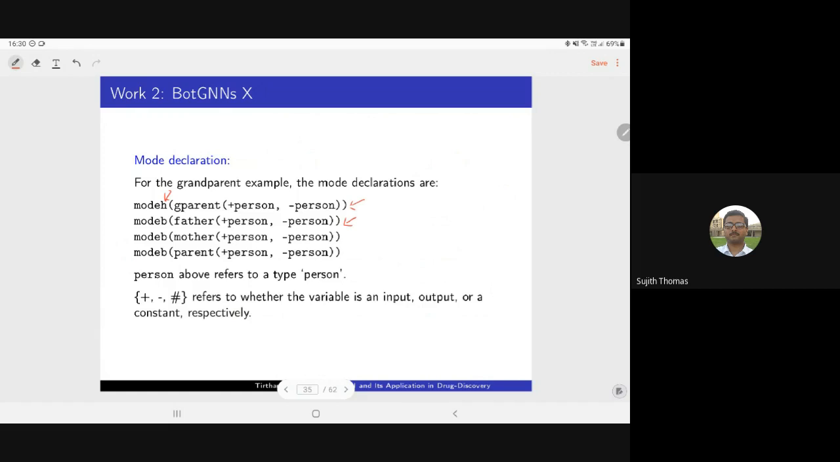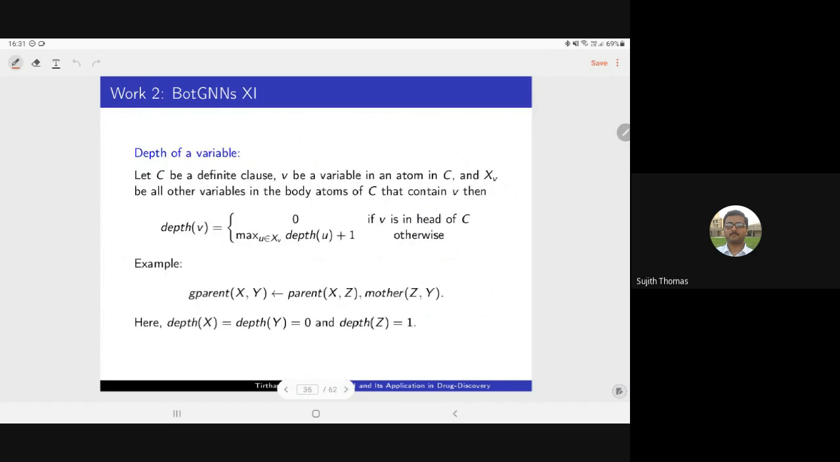And what are these plus and minuses? The plus, minus, and sometimes we'll have some hashes. They are variables that correspond to input or output variables, or sometimes constants. And person means what type of variable we're dealing with. So Henry, John, Jane, Alice, these are all of type person. Sometimes we may have types such as male, female, animal, all possible kinds of types, depending on the kind of problem that we are dealing with.